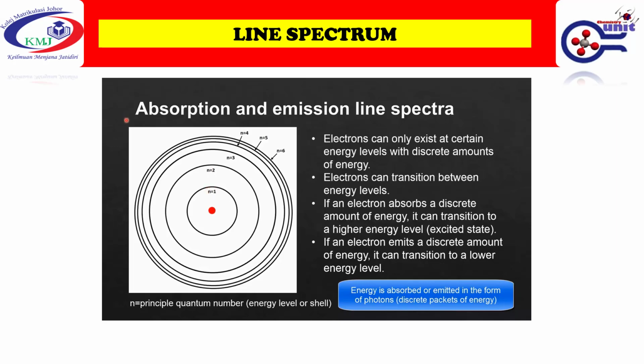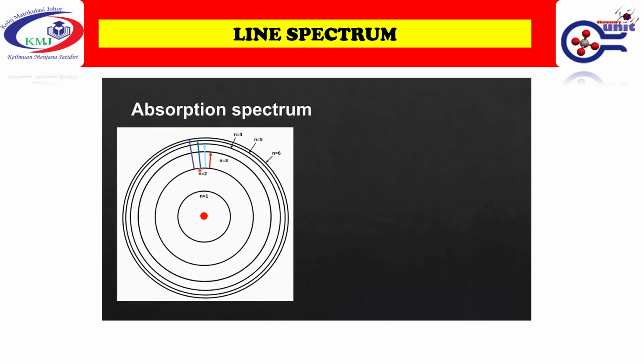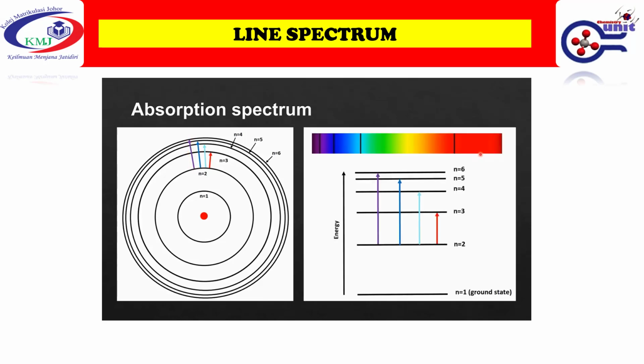So next we look at how these electron transitions between energy levels give rise to absorption and emission line spectra. So here we have again the Bohr model of the atom, and here we have an electron in the n equals 2 energy level. And these arrows show the electron transitioning to the n equals 3 energy level, the n equals 4 energy level, the n equals 5 energy level, and the n equals 6 energy level. And here we have an absorption spectrum. You may remember this from the previous video. An absorption spectrum has black lines on a colored background.